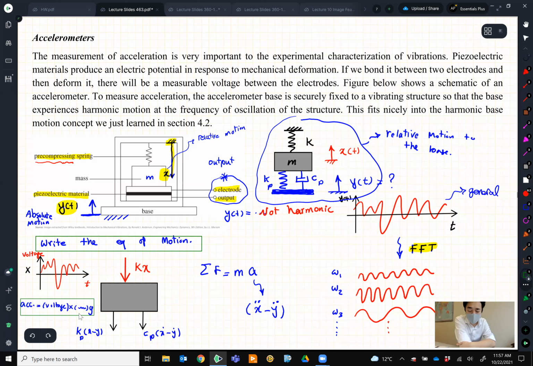When we consider Kp and Cp, we consider it relative to the absolute reference. That's correct, just because it's a piezoelectric material. Because it's a piezoelectric material, it's a flexible material, and we assume it has a stiffness and damping. Yes. Okay, sure. Thank you. All right, no problem.